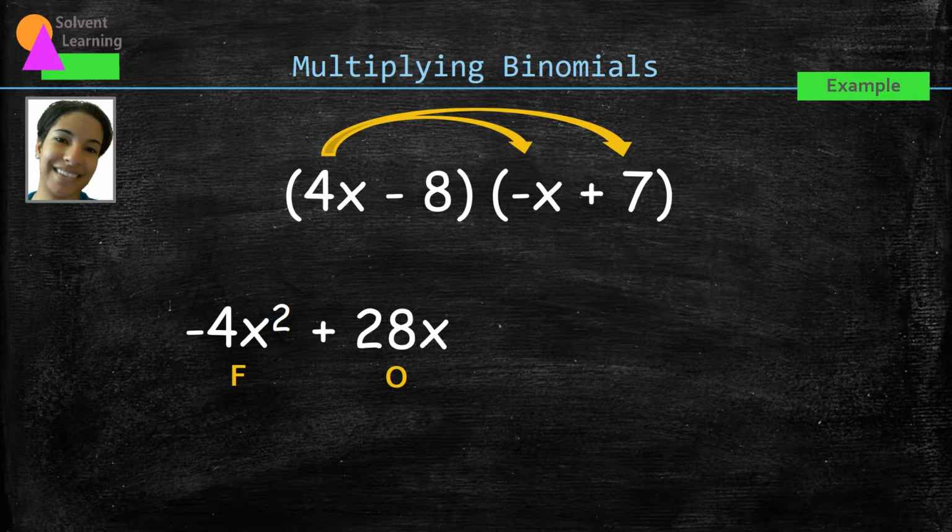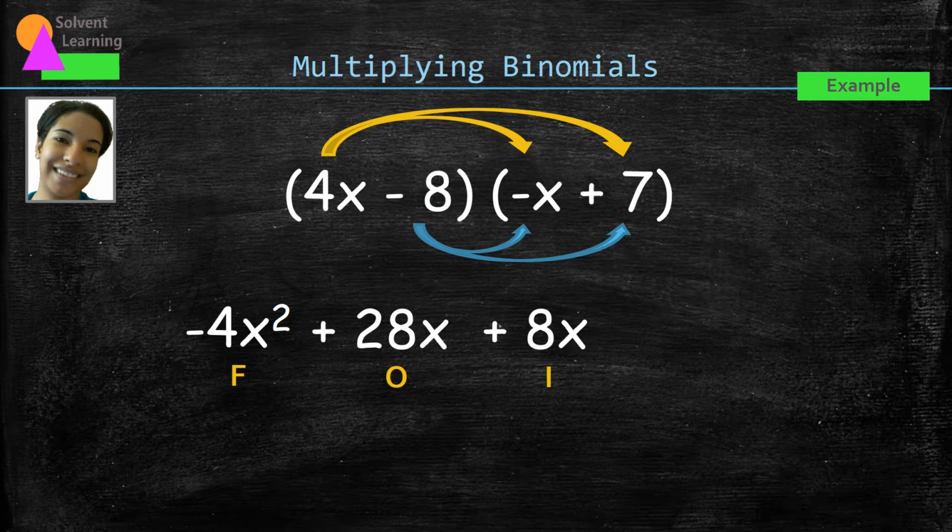Now we need to distribute the minus x. Now don't forget, whenever you have a subtraction in front of a term, you can treat that term as a negative. So we're going to treat that minus 8 as if it's a negative 8. So we multiply the negative 8 times negative x. We get a positive 8x. Those were the two inner terms. So that's the I in FOIL.